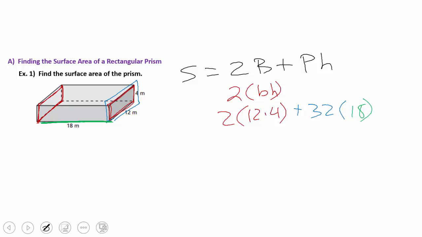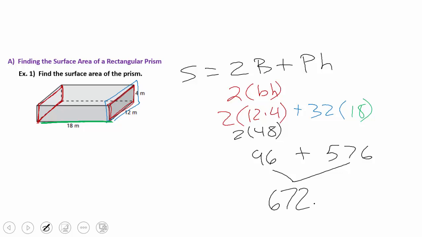Okay? And so now when we do the math, well, 12 times 4, that's 48, and 2 times 48 is 96. Plus, we have 32 times 18 is 576. And when you add those two together, guess what? That's right, 672. And we're going meters and they are squared because we always square area.